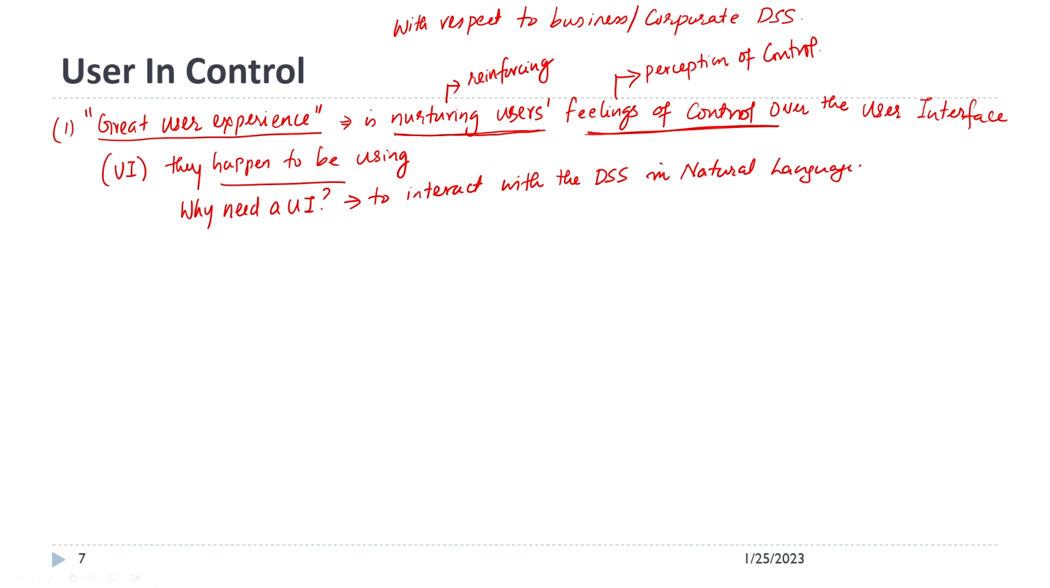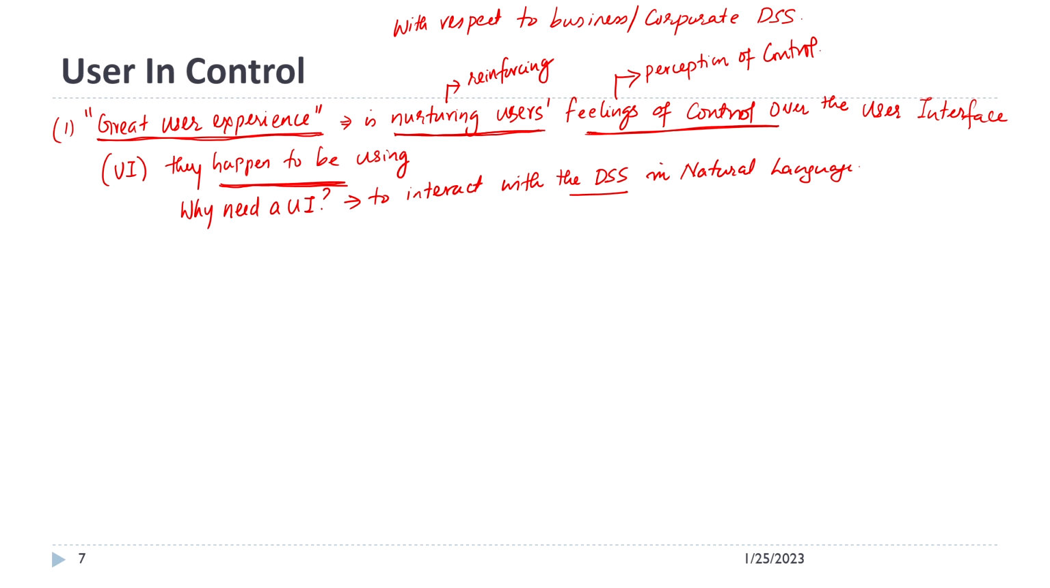You use the user interface to interact with the decision support system in natural language, so that the system will give you appropriate feedback in making the decision. So, when you are the decision maker and you happen to be using a UI, you need to have a perception of control that is consistently reinforced. And when the user gets this consistent feeling that he or she is in control of the user interface, we get what we call a great user experience.